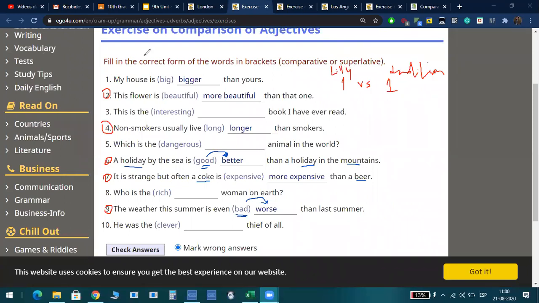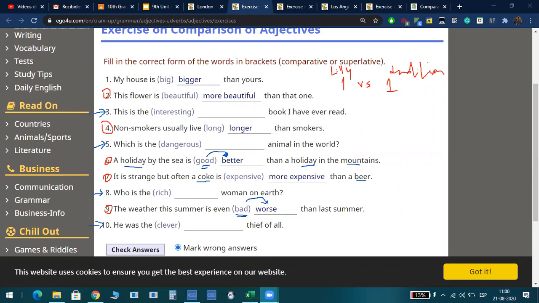Okay, why are we not doing number 3, 5, 8, and 10? Why are we not doing these ones? I don't know. Okay, Tiare, no worries.